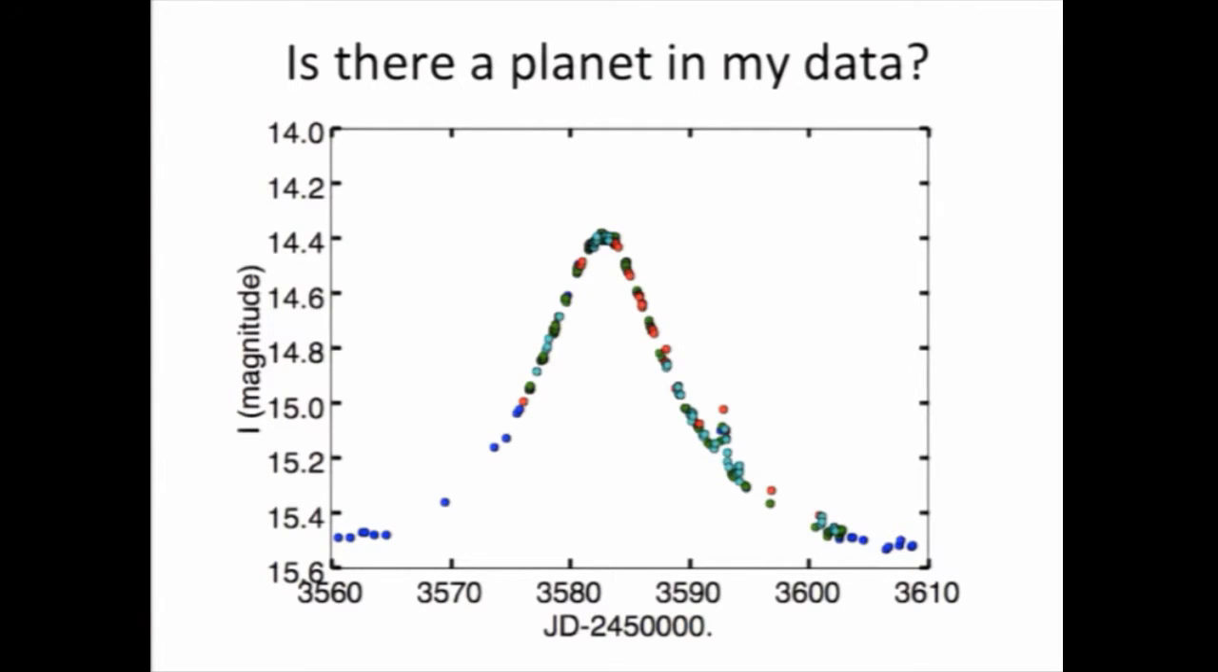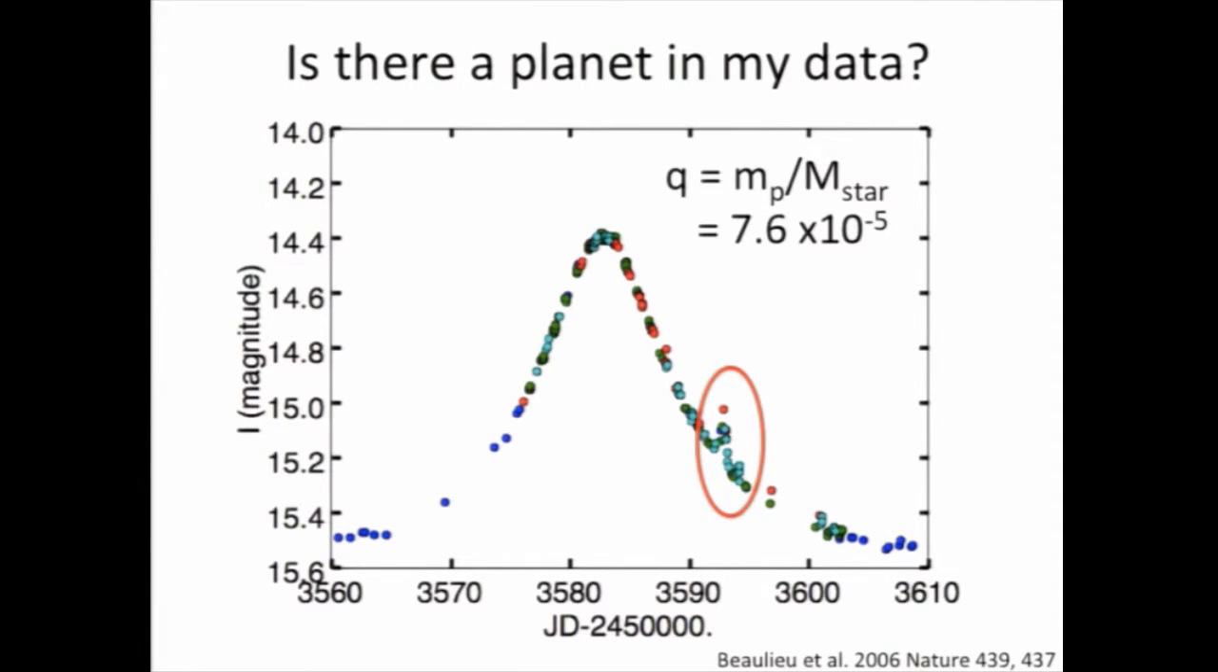Fortunately, there's a lot more data on this event. So now, how many people think there's a planet in this data? Basically everybody. Okay, yes. There is a planet. It's right there. I hope that's the one you saw. If you saw a different one, you should let me know later. Okay? And that's the planetary perturbation.